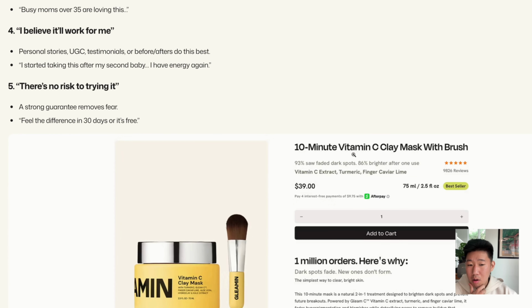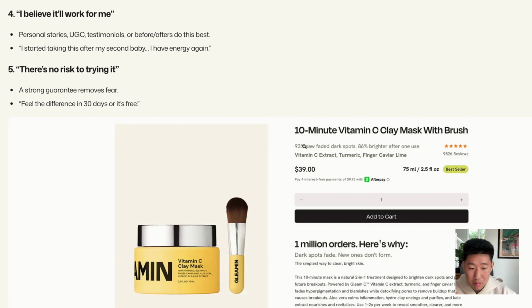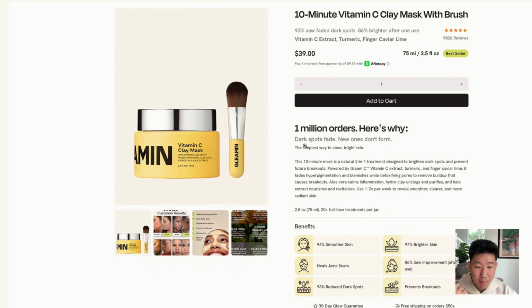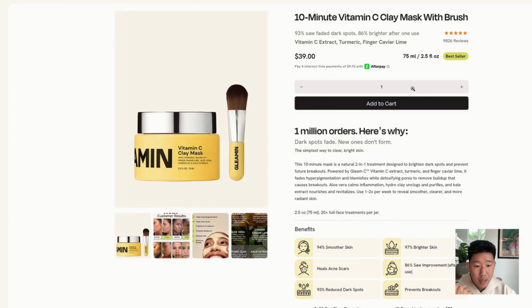And to cap all this off, I'm going to share 2 examples. One is the same example that I had before from Gleeman. I'm just going to give you the whole flow of the product page. So we saw this part already. We have a great headline, sub-headline. We also have more information, 1 million orders. That's inherent social proof right there.